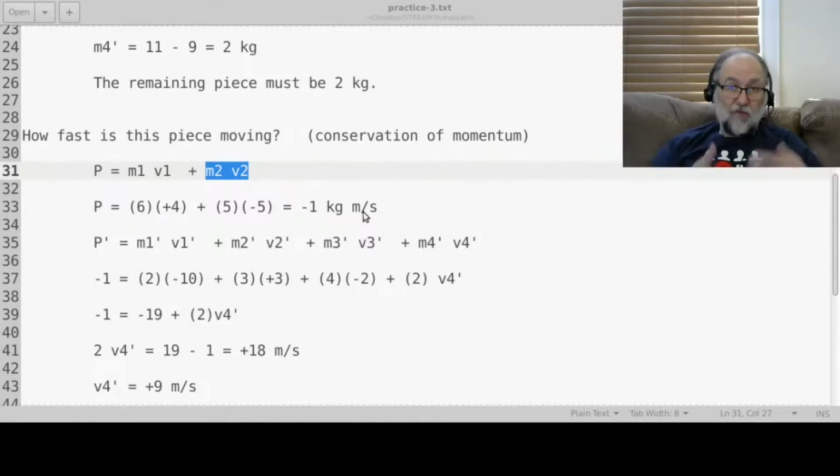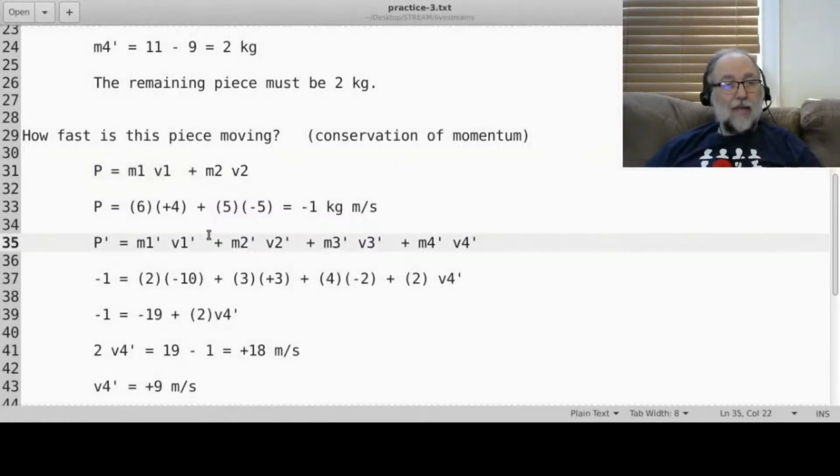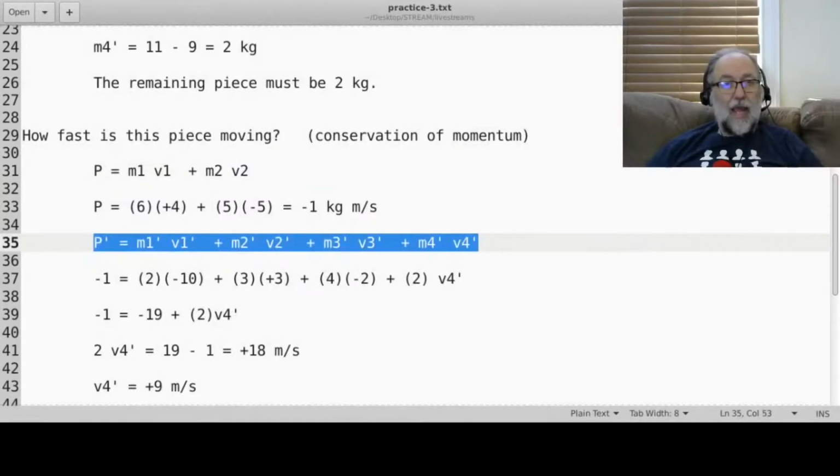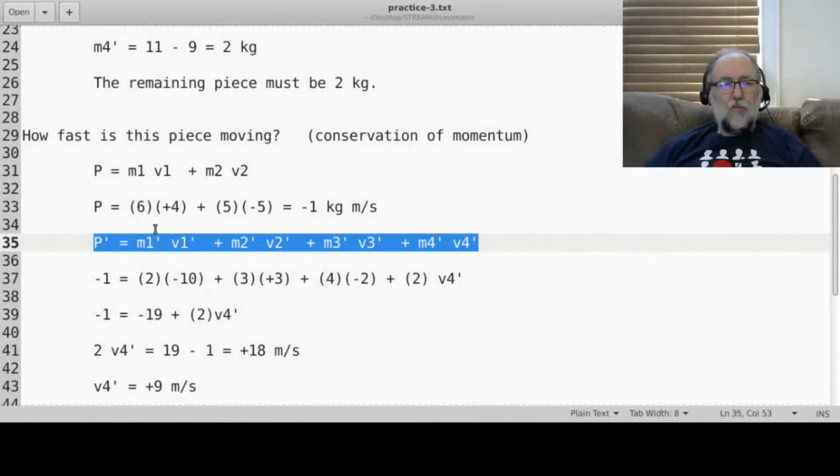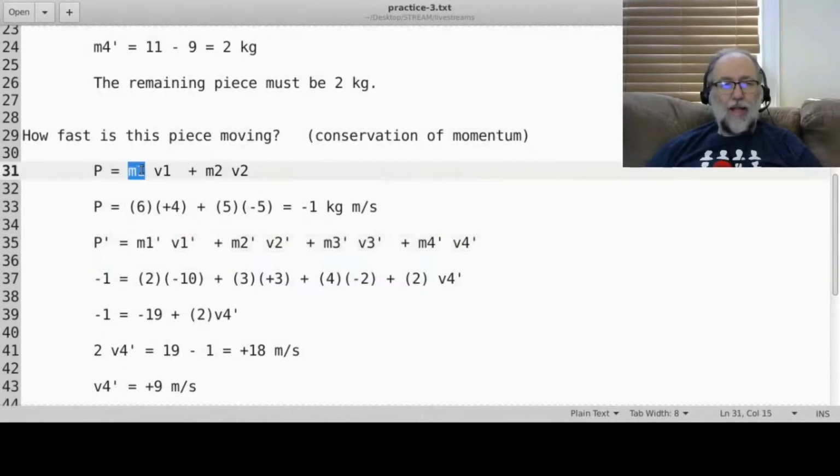What about an expression for the momentum after? Same thing, but now you've got four masses, and it looks like that. M1 primed, just meaning the mass one after, multiplied by V1 primed, and so on through the four masses. And don't think that you have to associate M1 primed with M1 here or anything like that, because it really doesn't matter how they rearrange themselves.